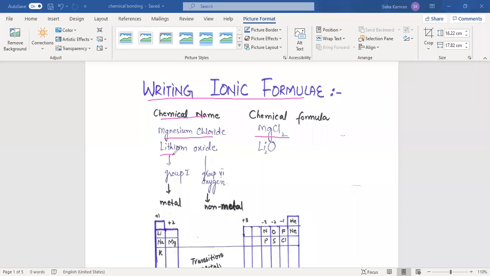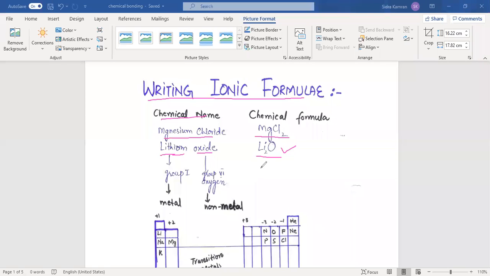Lithium oxide. Lithium is a metal. Oxide comes from oxygen. So lithium oxide is also an ionic compound. Metal and non-metal are combining, forming an ionic compound. The formula of lithium oxide is Li2O. Why have I written 2 here? How do I know that I have to write 2 at the bottom?